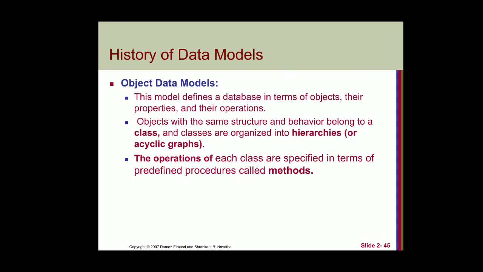Then we have the object data model. This model defines a database in terms of objects. We are assuming everything as an object, and their properties are being recorded, and the operations that we can have on an object are also recorded. Objects with the same structure and behavior belong to a class, and these classes are organized into hierarchies, right? We can make use of an acyclic graph for representing these objects, and the operations of each class are specified in terms of predefined procedures called methods.